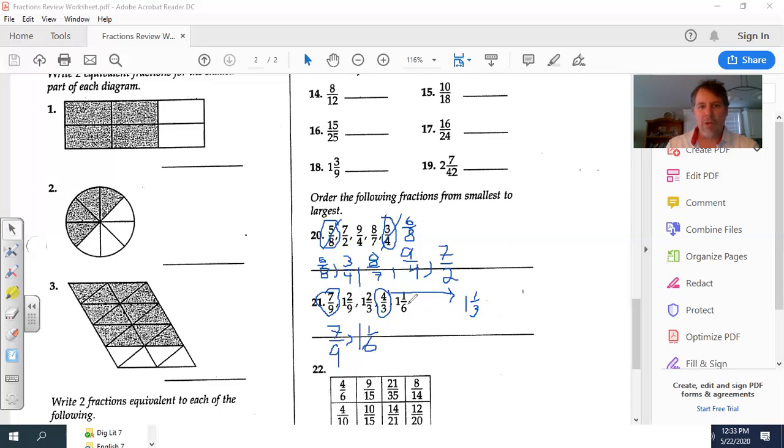Then we have 1 and 1/3 or 1 and 2/9. Well, 1/3 times 3 over 3 is 3/9, and that's bigger than 2/9. So 1 and 2/9 is the next smallest. After that, we have 1 and 1/3. And finally, 1 and 2/3.